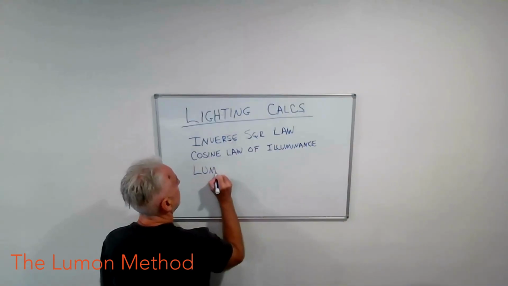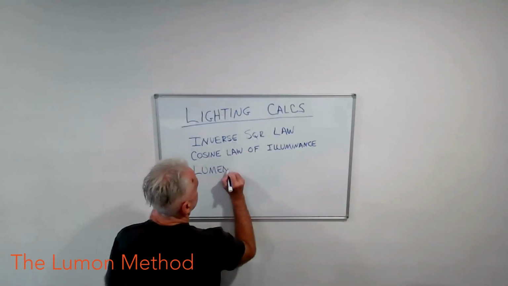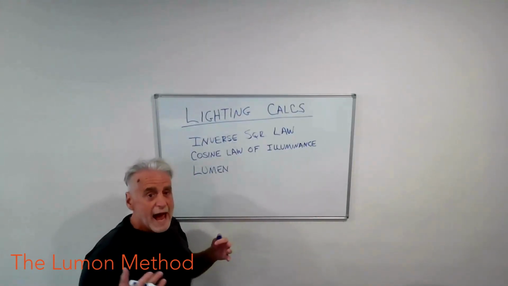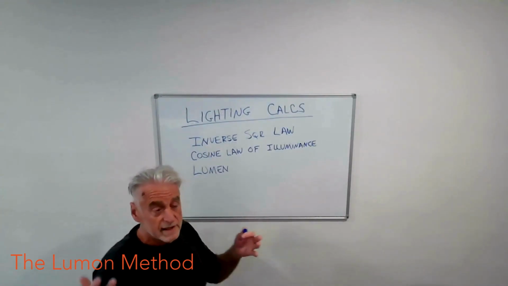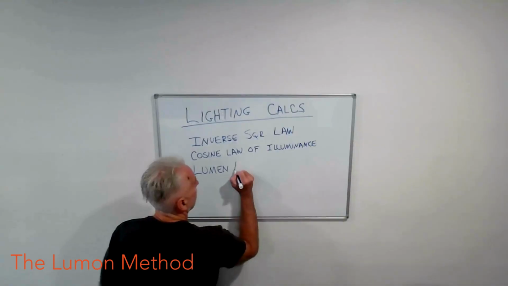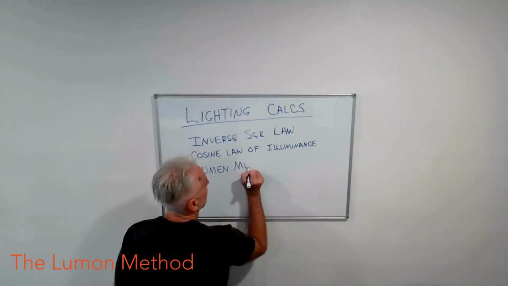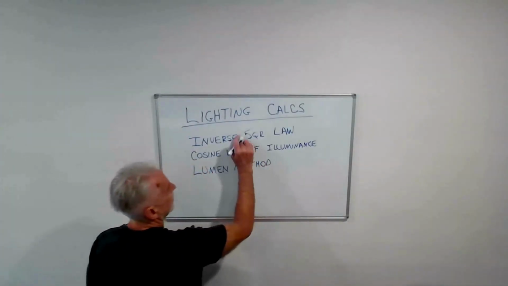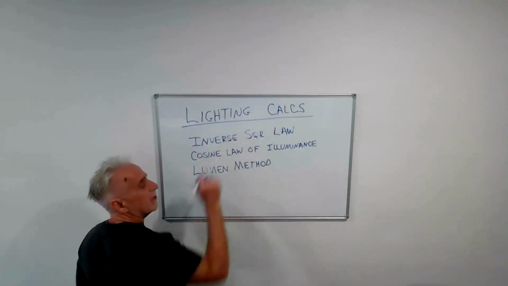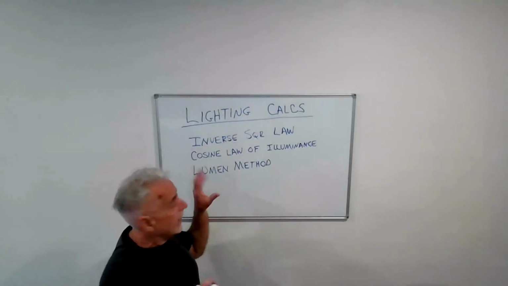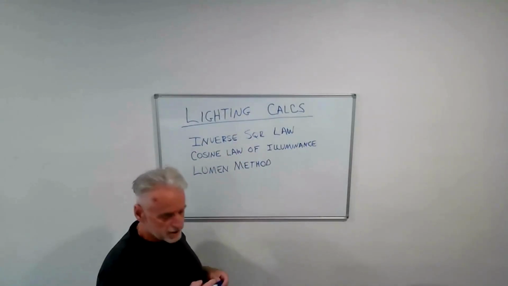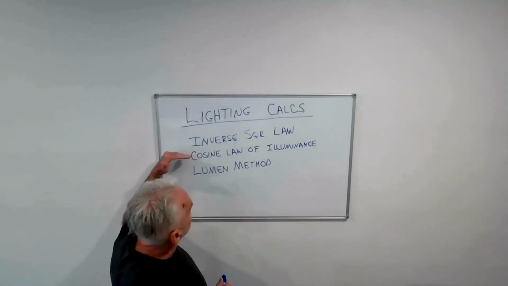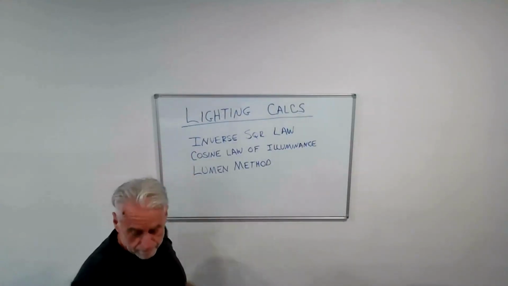And the Lumen method is a nice, easy way to get a handle on how many fixtures you might need for a space. So the top two are calcing out kind of lux and foot candle values. And the last one is telling us how many fixtures. So inverse square law, cosine law of luminance, and the Lumen method.